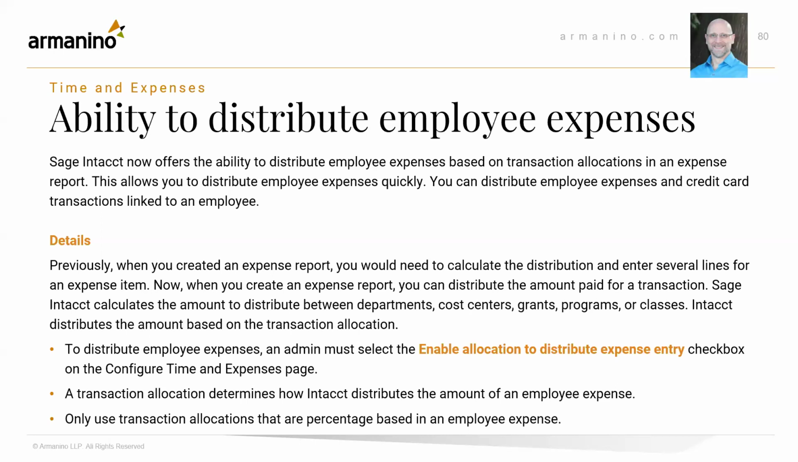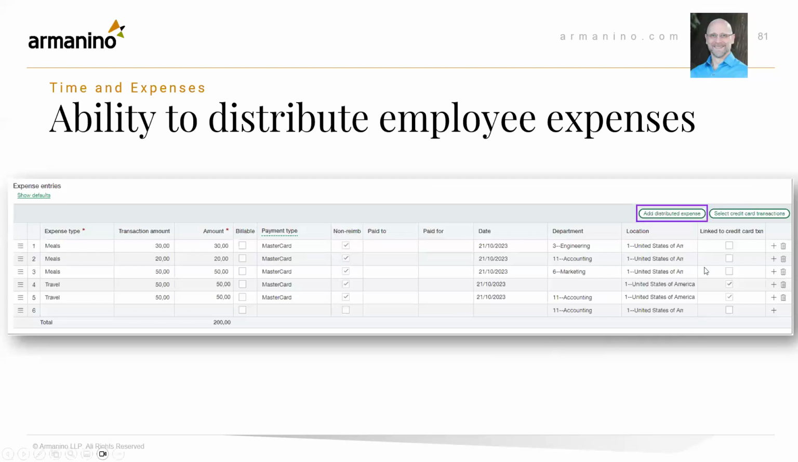To distribute employee expenses, an admin must select the Enable Allocation to Distribute Expense Entry checkbox on the Configure Time and Expenses page. A transaction allocation determines how Intacct distributes the amount of an employee expense. Only use transaction allocations that are percentage-based in an employee expense. And here's an example. So you can see over here, it says add distributed expense, select credit card transactions, that sort of stuff, and it'll distribute it based upon an allocation. And when you click on this button, it'll actually bring up a window where you can choose the transaction allocation you want to utilize.